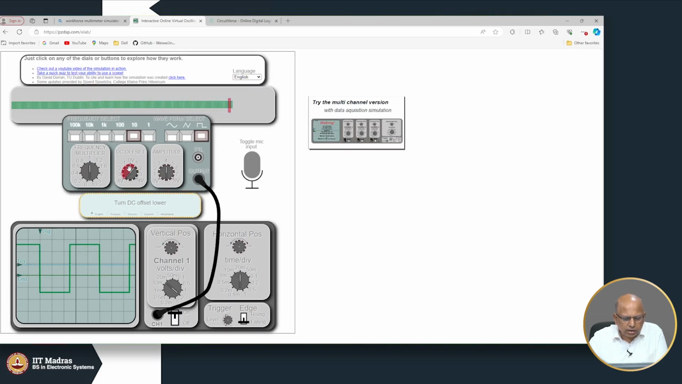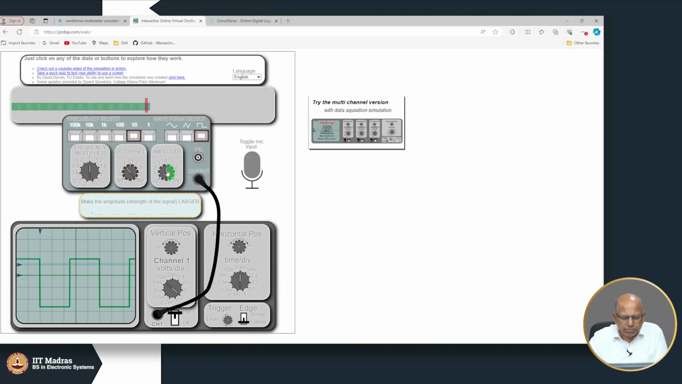In the same way I can reduce it. Now, I have brought it back to 0 offset. And then I can also go and move it below. I can add a negative offset. So, minus 1 volt, up to minus, I think it can go up to minus 5 volts and plus 5 volts.